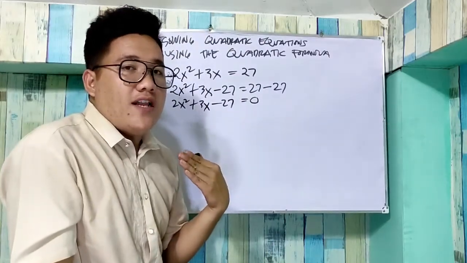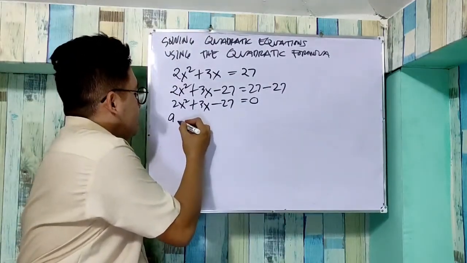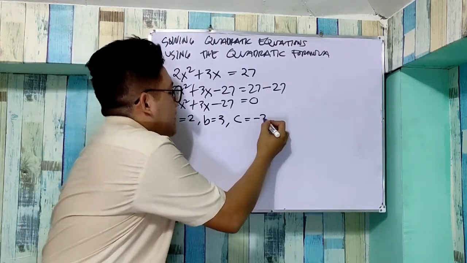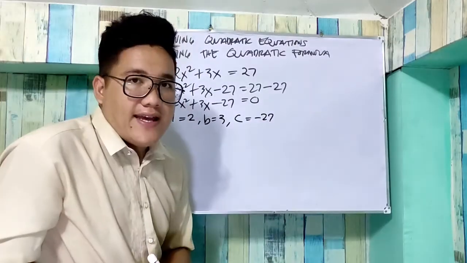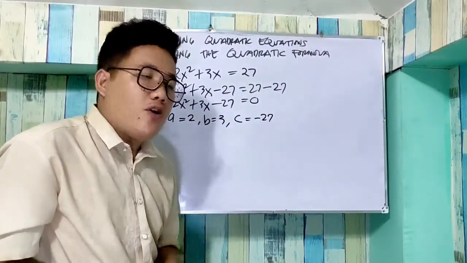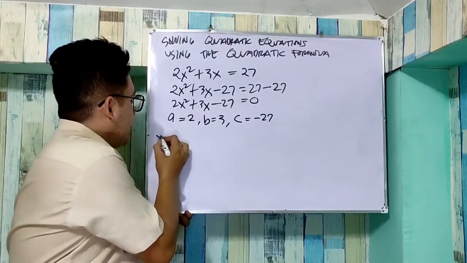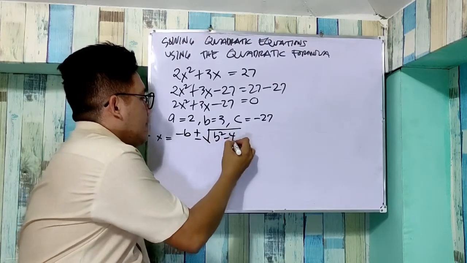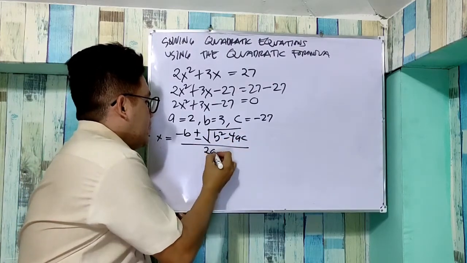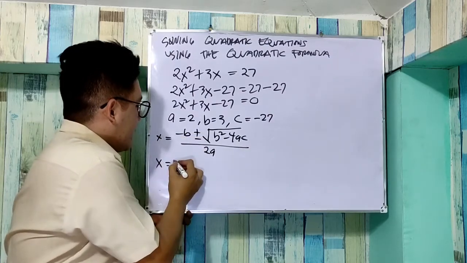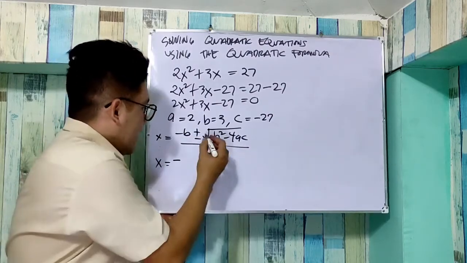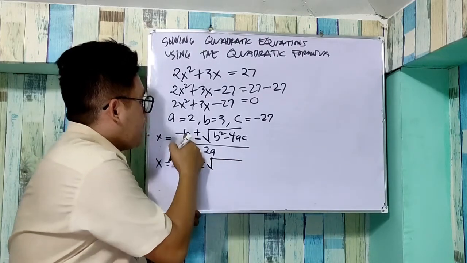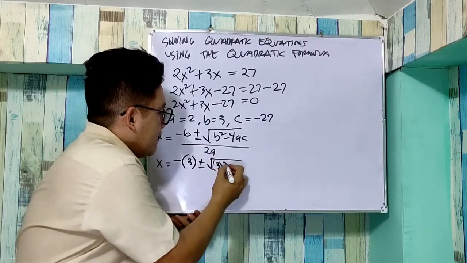So let us now get the value of A, B, and C. What is A? That is 2. What is B? That is 3. What is C? That is negative 27. Let us now use the quadratic formula. X is equal to negative B plus minus square root of B squared minus 4AC over 2A. So, negative. Copy the negative, ha? Then, 3 plus minus. Sir, saan galing yung 3? Yung B, palitan mo din ng 3.